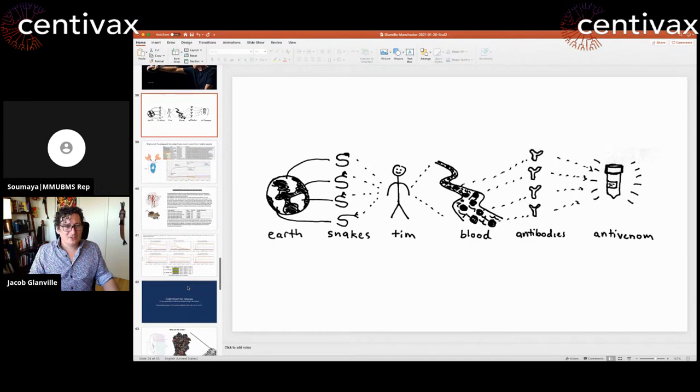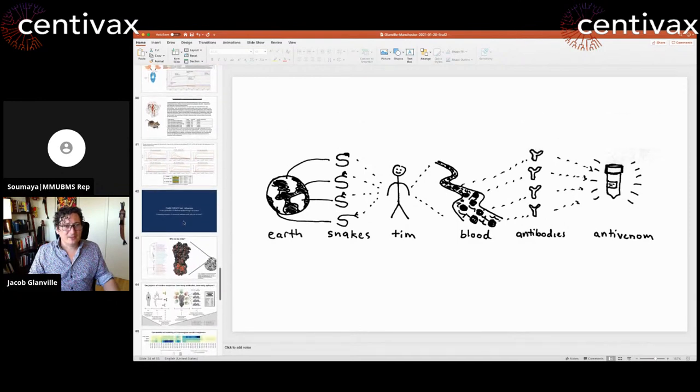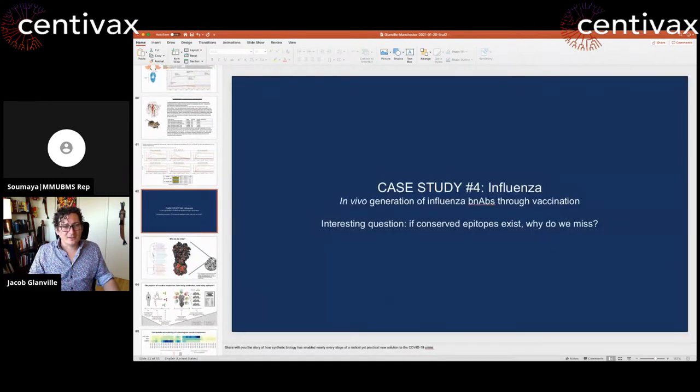So what I'm going to do is jump to the final story, which is about influenza. I do think I would like to talk about this a bit because it ties together everything I talked about. I'm building up the story of broadly neutralizing antibodies, these shared epitopes, and the holy grail here, which is: how do you get a vaccine to convince your body, your living flesh, to produce broadly neutralizing antibodies? And then we'll shift to question and answer.